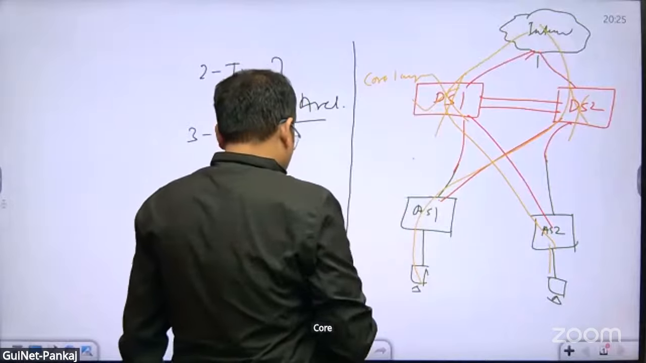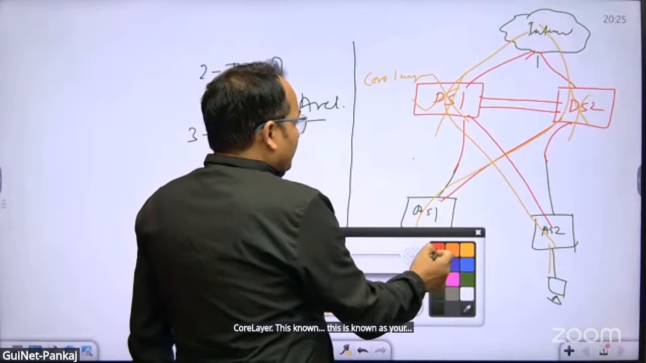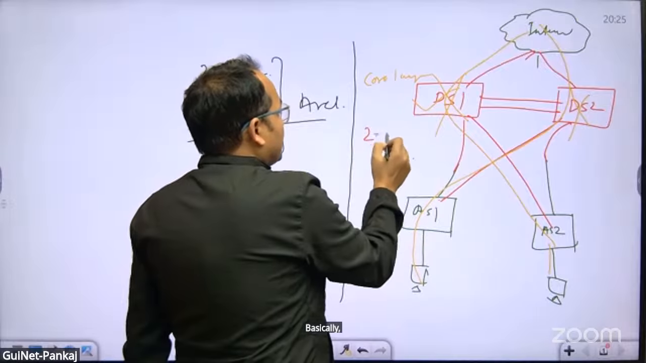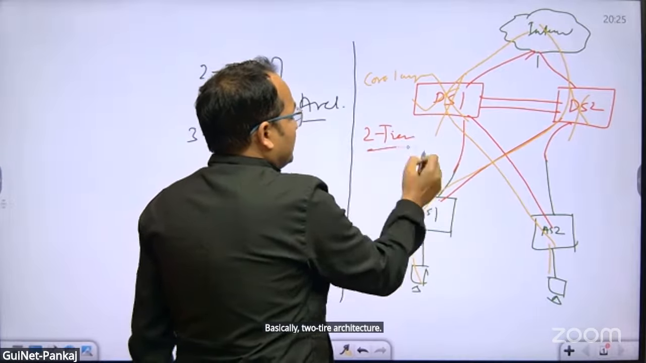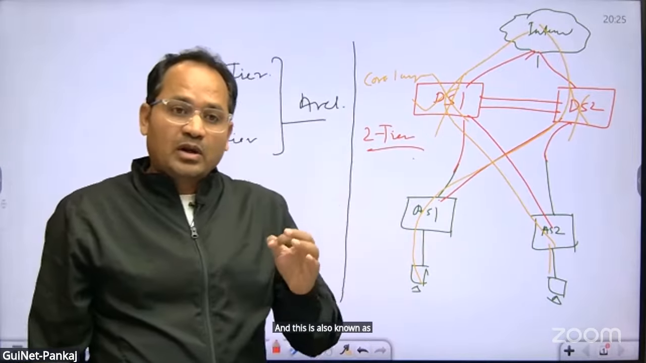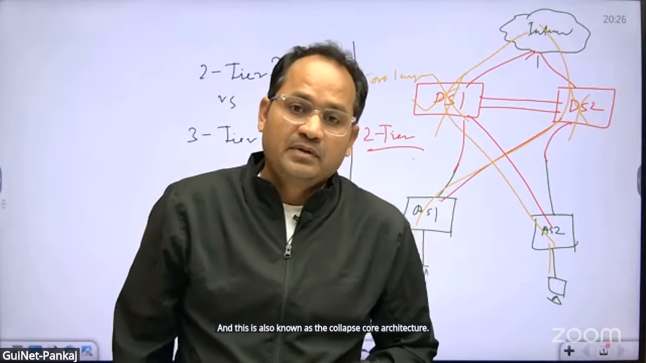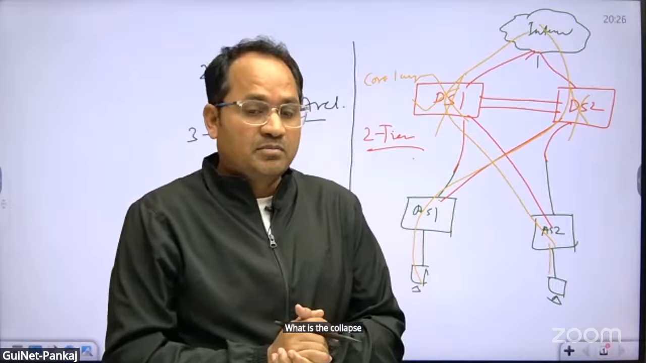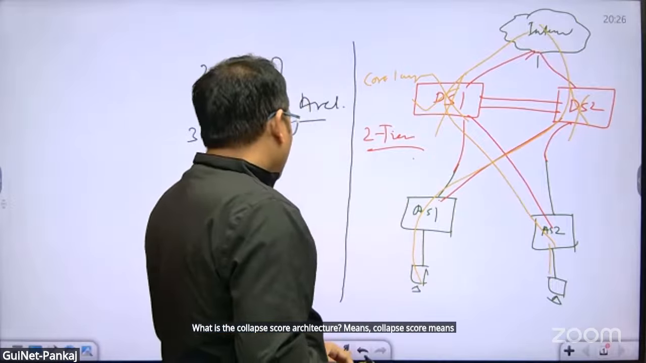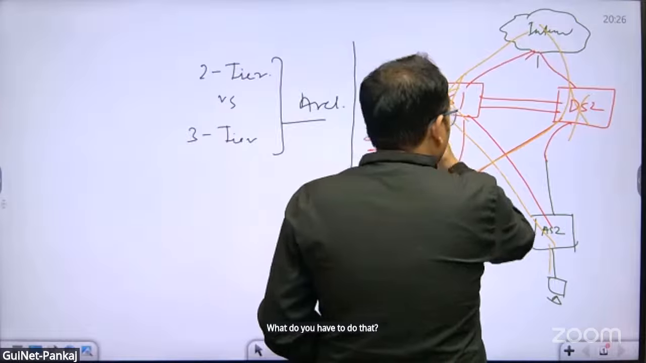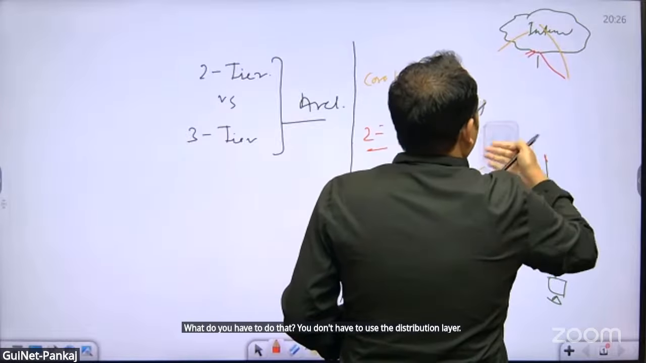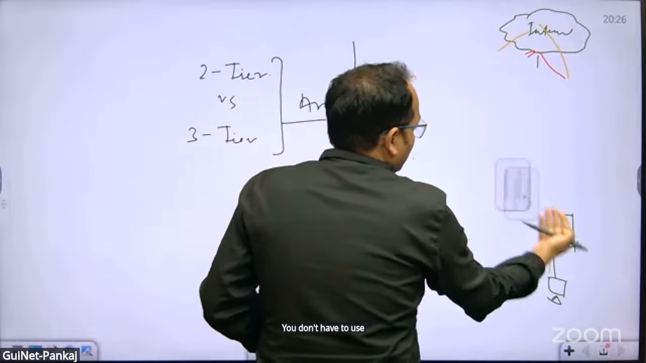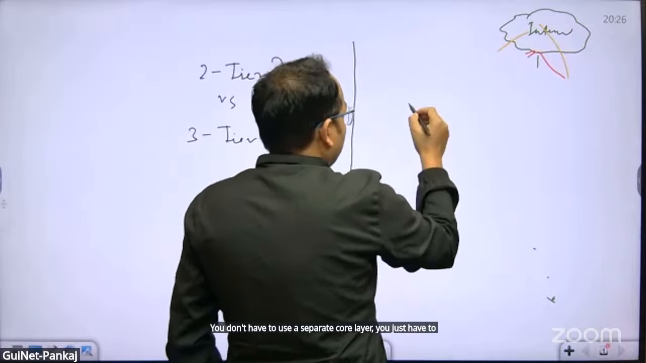Core layer. This is basically known as the two-tier architecture, and it is also known as the collapsed core architecture. If you go to an interview, they might ask, what is a collapsed core architecture? Collapsed core means that sometimes you don't have to use the distribution layer and a separate core layer, you just have to use only one layer.